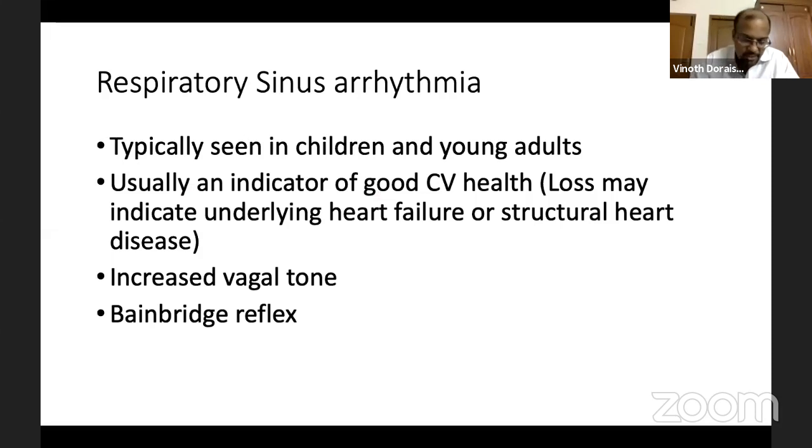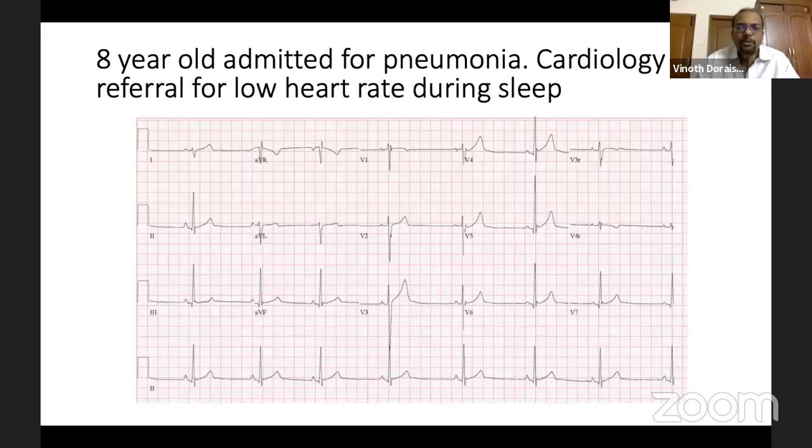So what is the Bainbridge reflex? During inspiration, we know that the diaphragm gets pulled down, the intrathoracic pressure decreases, so more venous return happens from the IVC and the SVC to the right atrium. There are certain receptors called the Bainbridge stretch receptors present at the SVC-RA junction. Those will get stimulated, go to the sympathetic centers, and increase the sympathetic output. So it will cause tachycardia. So during inspiration, more venous return, more tachycardia. The opposite happens during expiration. So it is a normal reflex called the Bainbridge reflex. So respiratory sinus arrhythmia is a normal phenomenon.